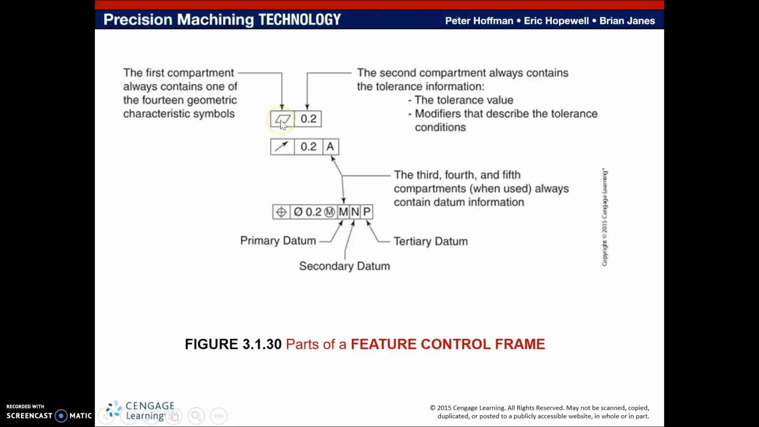Notice that features of form, like flatness, do not require a datum, so you're not going to see a datum listed here.